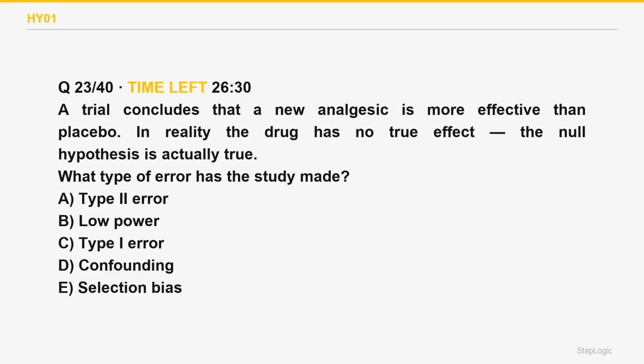What type of error has the study made? A trial concludes that a new analgesic is more effective than placebo. In reality, the drug has no true effect. The null hypothesis is actually true.